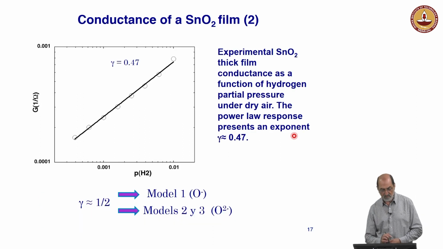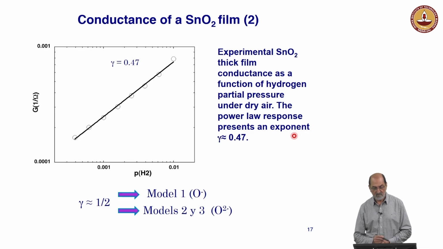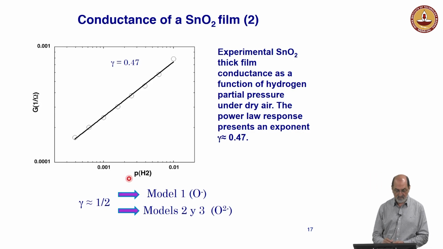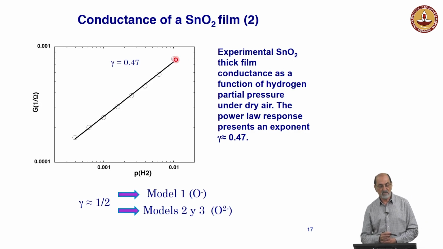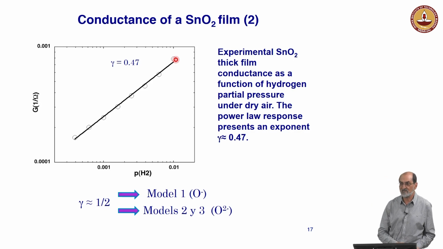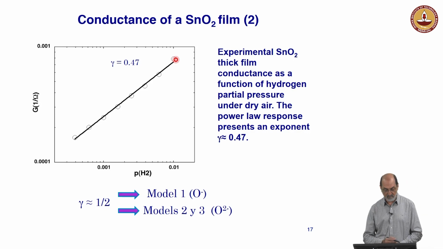Well, we go now to changing the pressure of hydrogen, keeping constant the pressure of oxygen. And we found an exponent equal to 0.47, very close to 1/2. So model 1 would work if oxygen would adsorb singly charged, but we have shown first that it was doubly charged. So this is not compatible. So model 1 does not work.